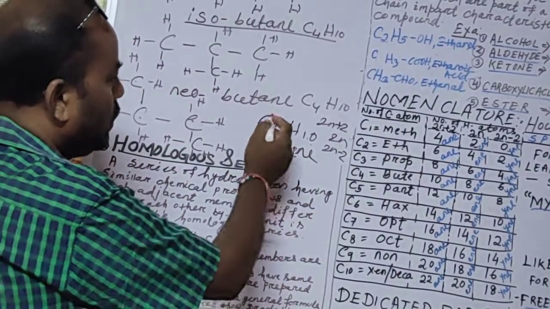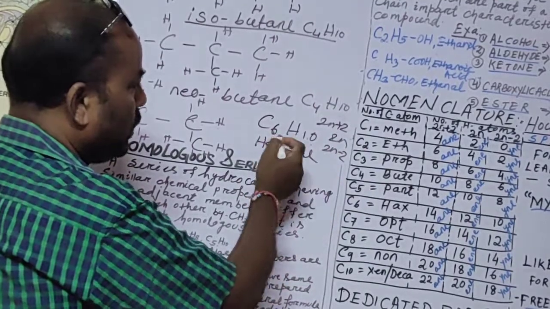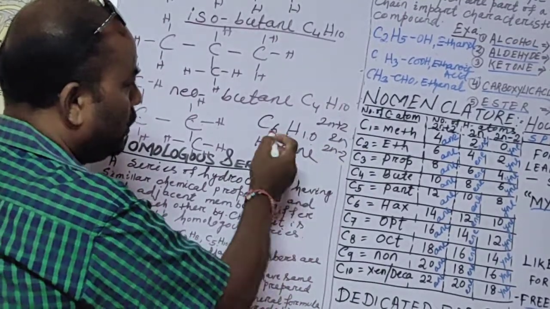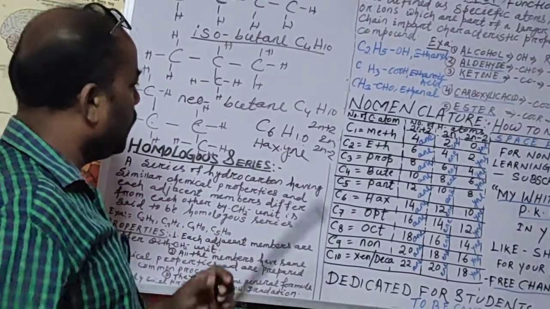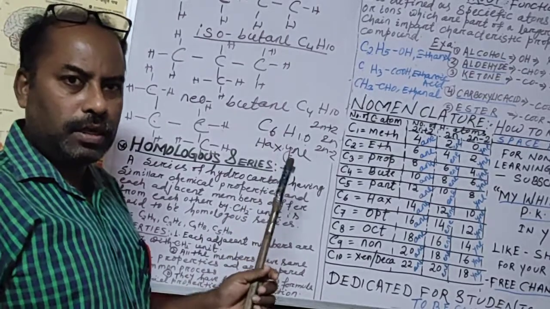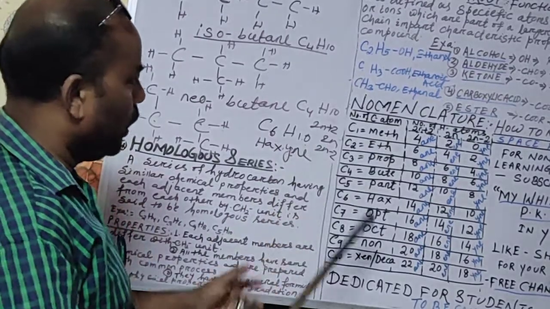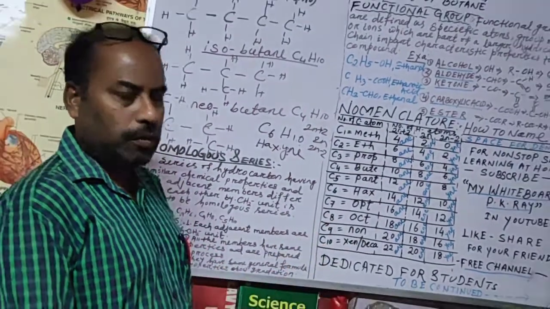So you see, C6H14 is hexane, C6H12 is hexene, C6H10 is hexyne. In this way it is. The first name is from carbon, the second name is from hydrogen. Are you clear? So this is called nomenclature. Today we have to go up to this.